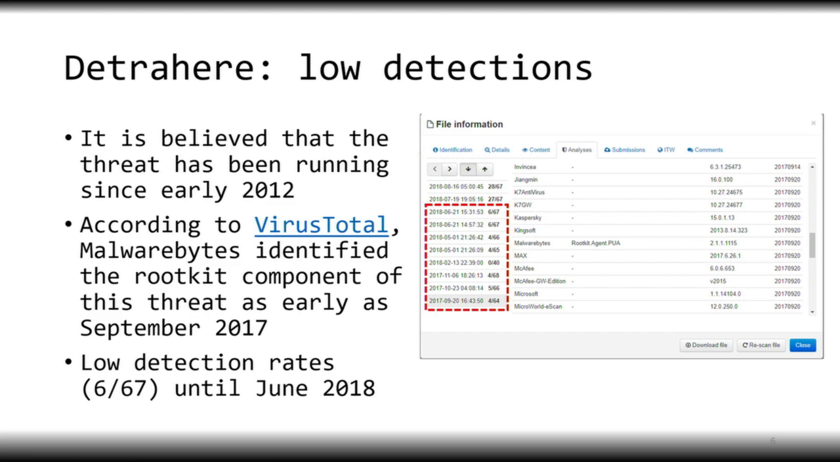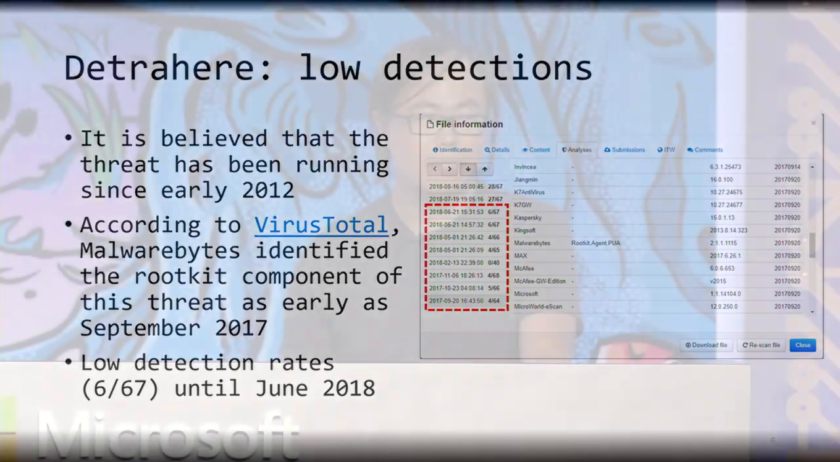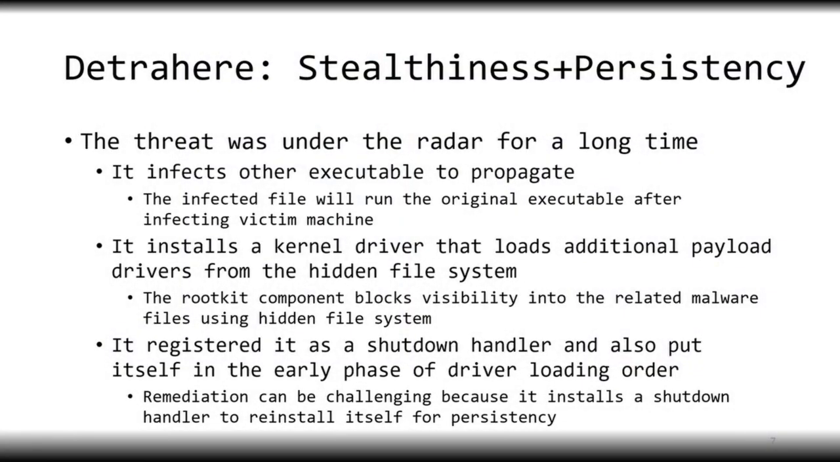Just after Bitdefender released this report, the detection rate went up. So what does it mean? It means this threat was really sneaky for a long time. If you want two words to describe this threat, they are stealthiness and persistency. This whole presentation will talk about how they are stealthy and how they are persistent.